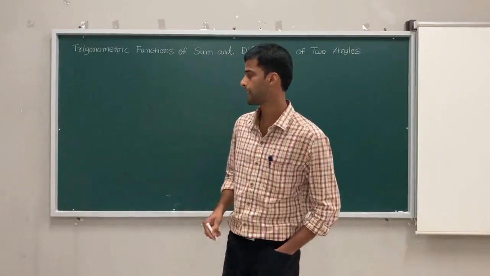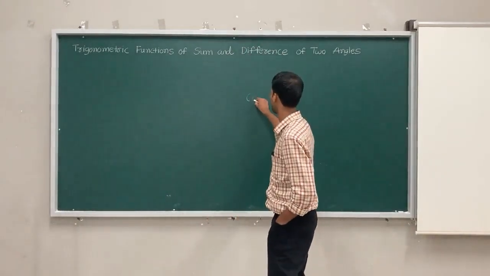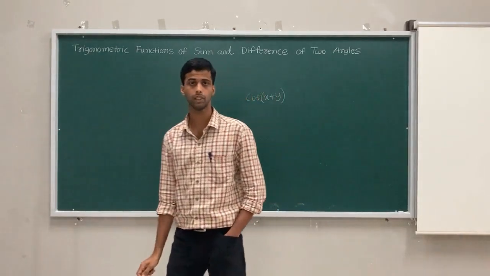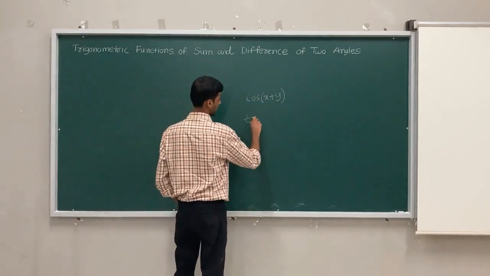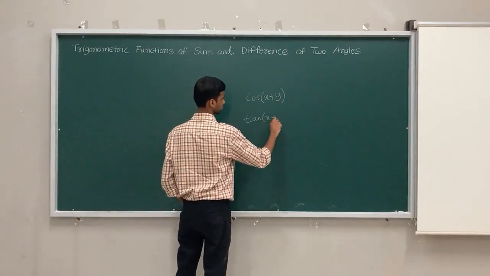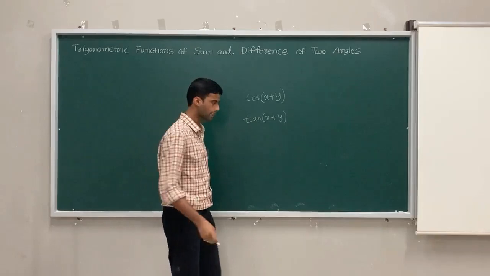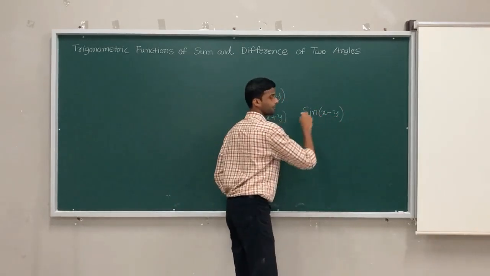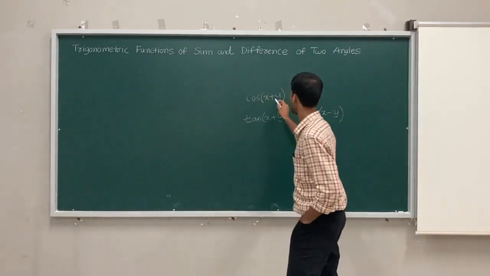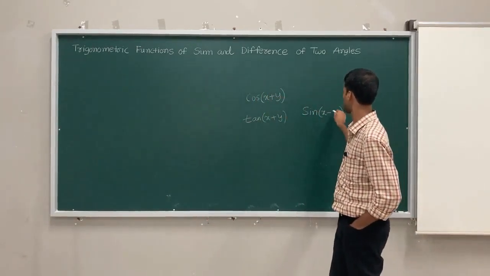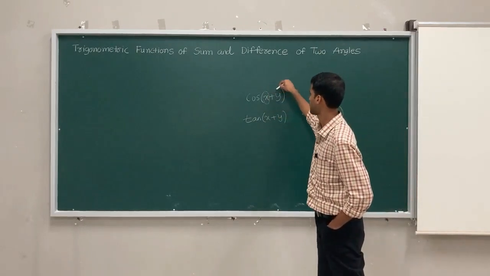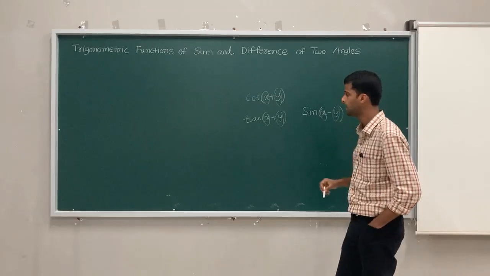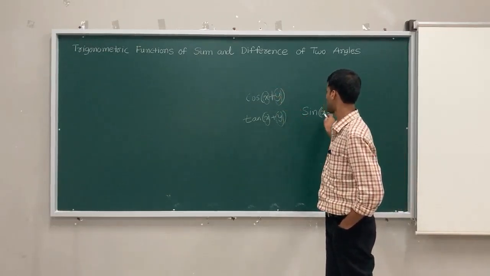Now, so far we have discussed, as I told, cos x, sin x. What if we consider like this, cos of x plus y? What if we consider like this, etc., etc.? It is nothing but sum or difference of two angles, where x is also an angle, y is also an angle. Sometimes you may use plus, sometimes you may use minus.